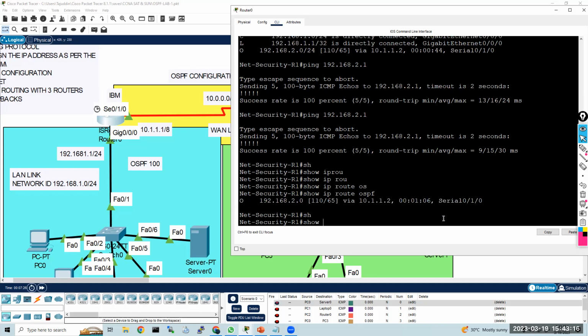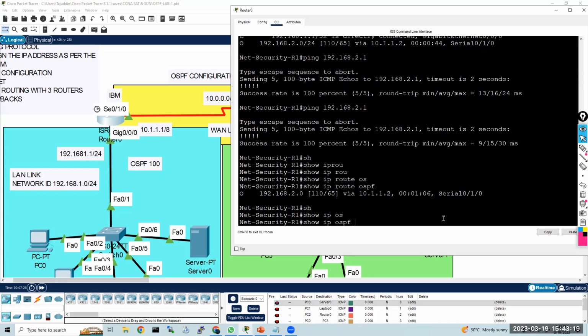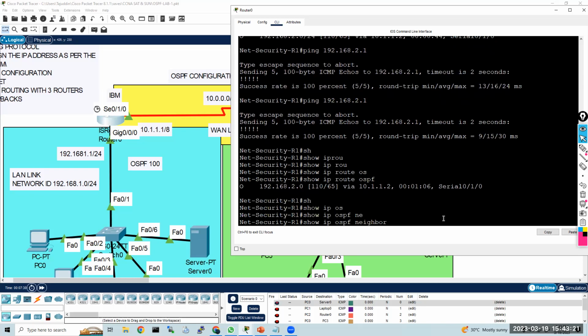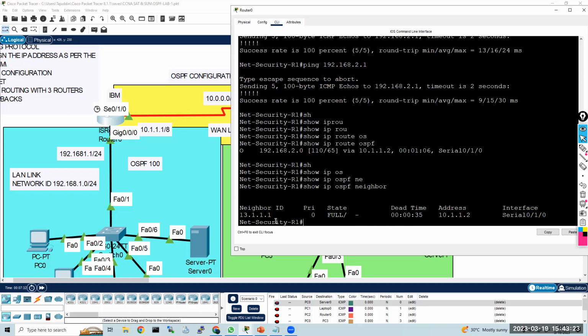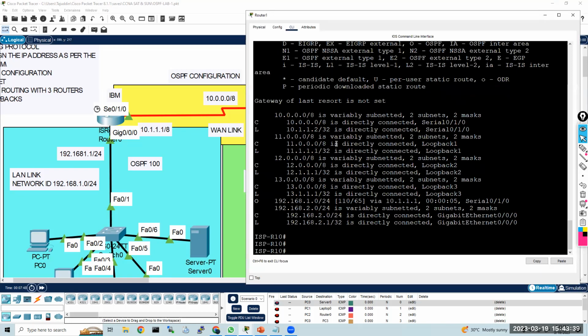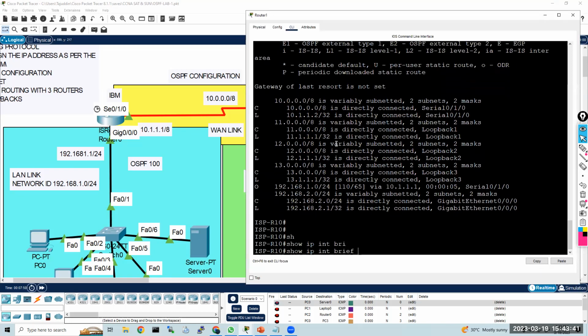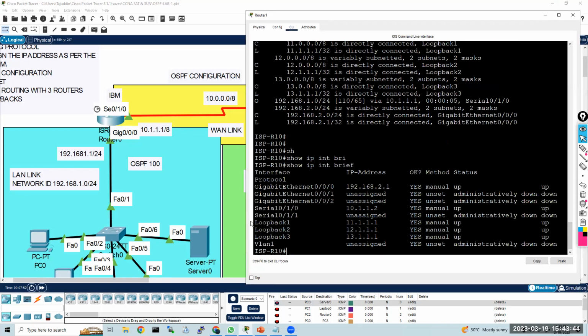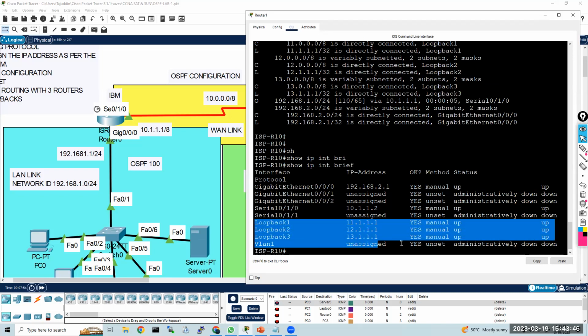If you type show ip ospf neighbor, it will show you who my neighbor is, 13.1. Who is 13.1? The loopback. In this router, we have created a lot of loopbacks. Show ip interface brief, we can see, right? These are the loopbacks.